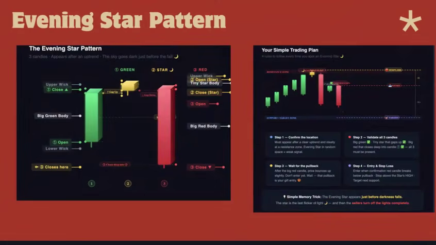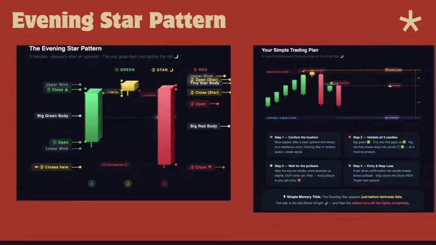Evening star pattern. It's the bearish counterpart of the morning star. So candle 1, a big green candle. The uptrend is strong. Candle 2, indecision, a doji candle. Candle 3, a big red candle, sellers arrive with full force. This three-candle combination signals a bearish reversal.